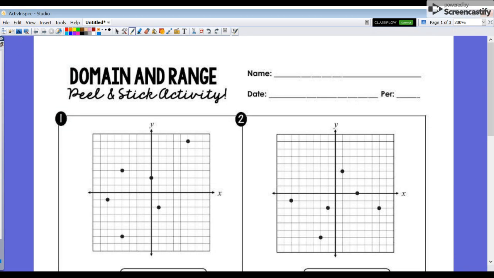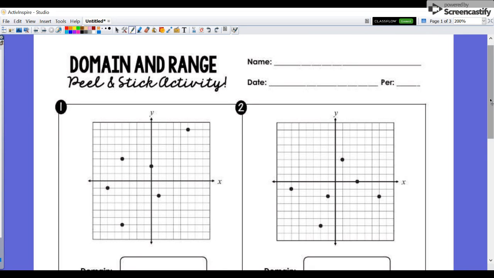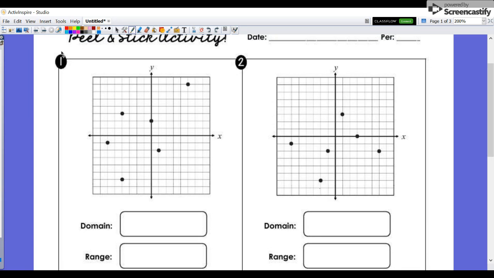Okay, so let's take a look at question 1 on here. If we're trying to find the domain and range of something like number 1, in blue, remember, your domain is your x's and your range is your y's. All you're doing is going to each of these individual points and pulling out for the domain the x values and for the range the y values.